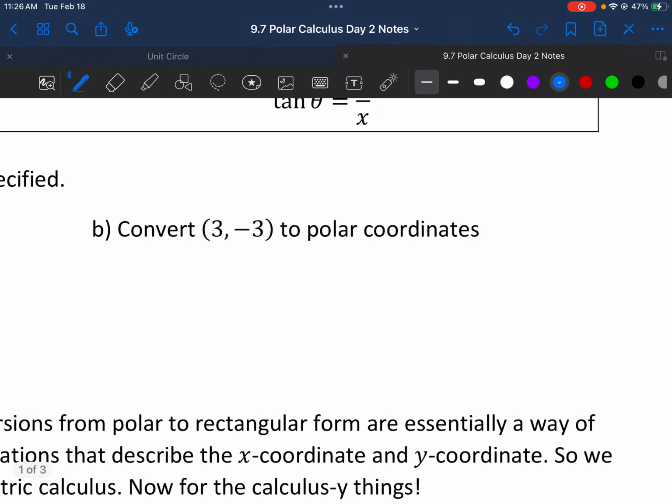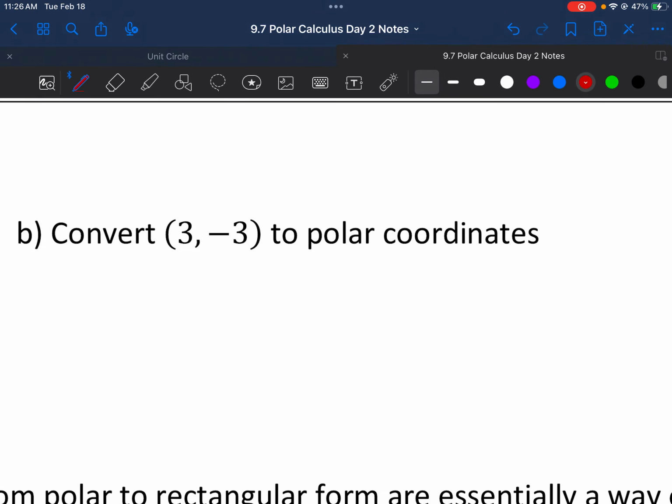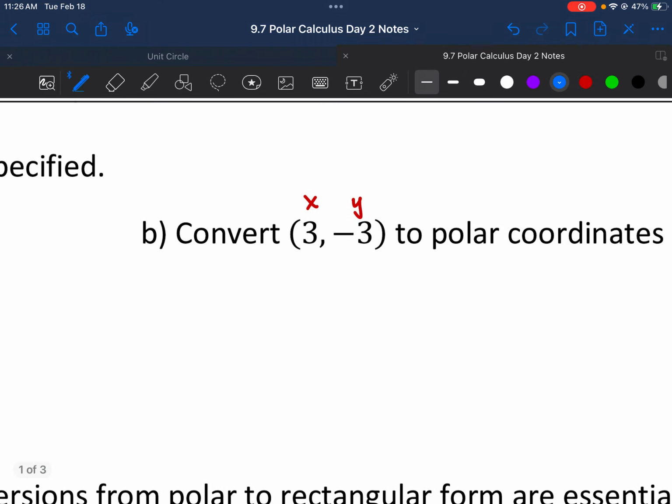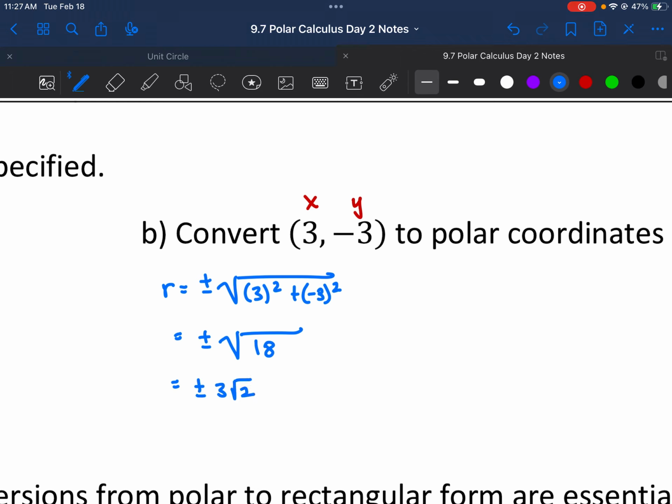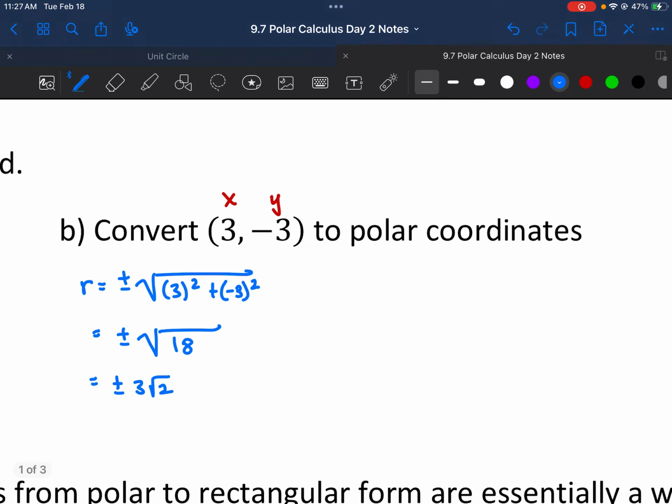Example 1b is going to convert rectangular into polar. So this is our x, this is our y. We want to convert into r and theta. So r is going to be plus minus the square root of x squared plus y squared. X is 3, y is negative 3. All right, 3 squared is 9, negative 3 squared is 9, 9 plus 9 is 18, and the square root of 18 is 3 root 2. So we have r is plus minus 3 root 2.